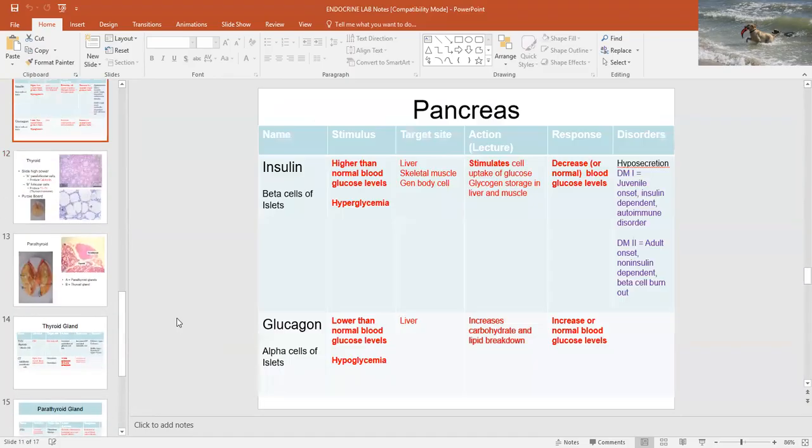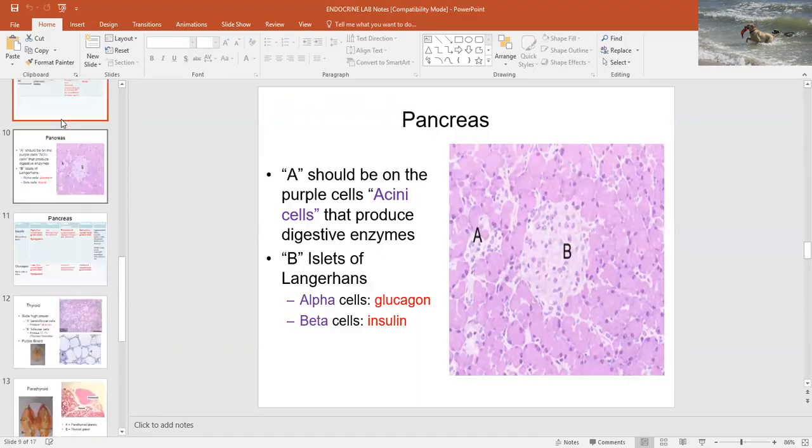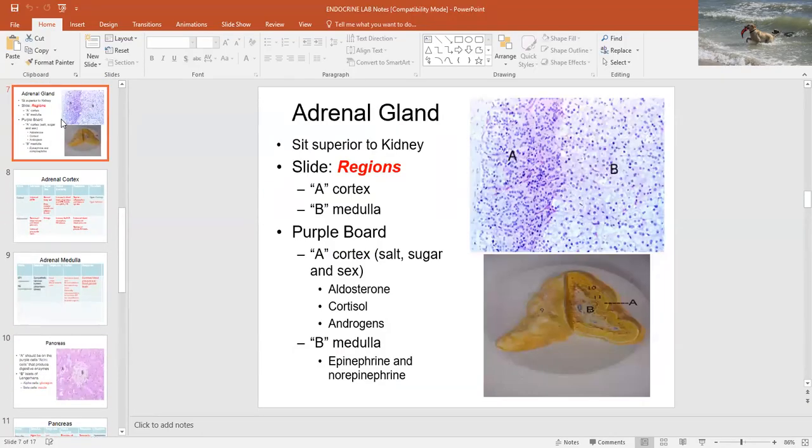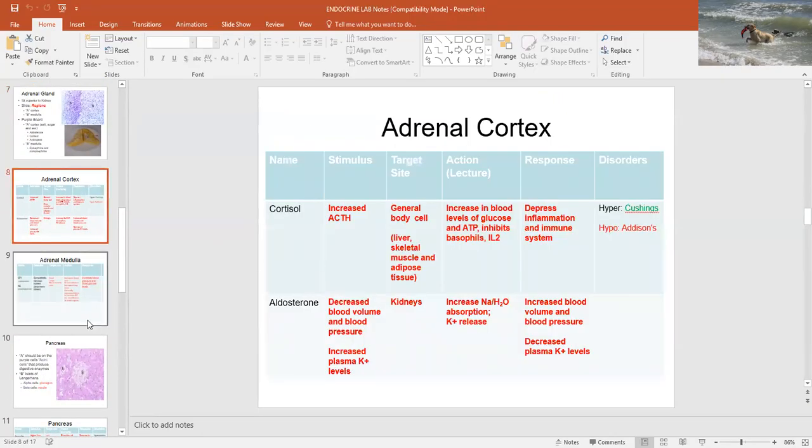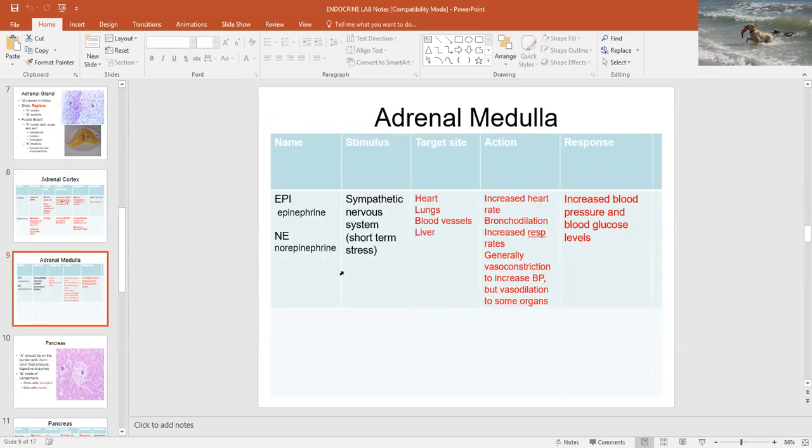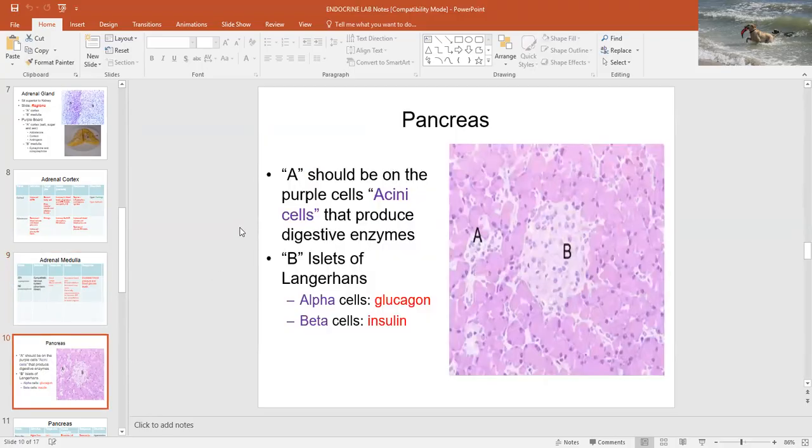Okay, I went too far. Hold on, I hit something. Okay, and the adrenal medulla. Right, so you can read through those. We filled in the worksheet already.